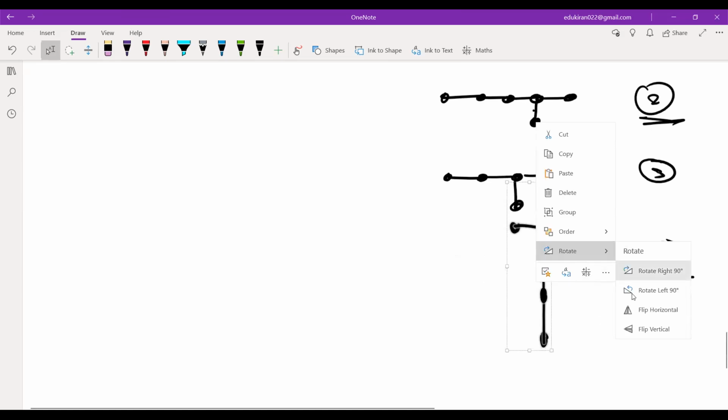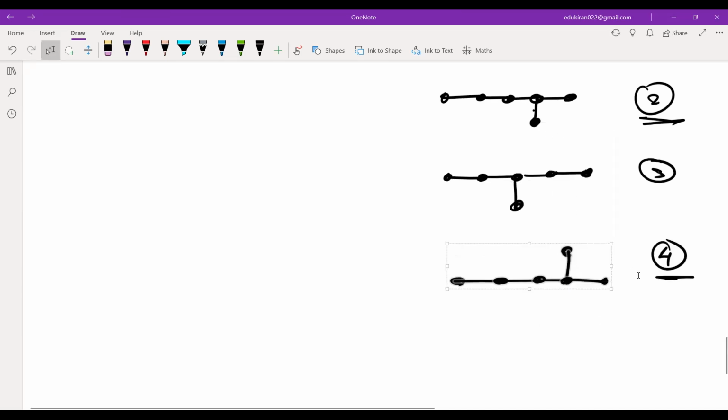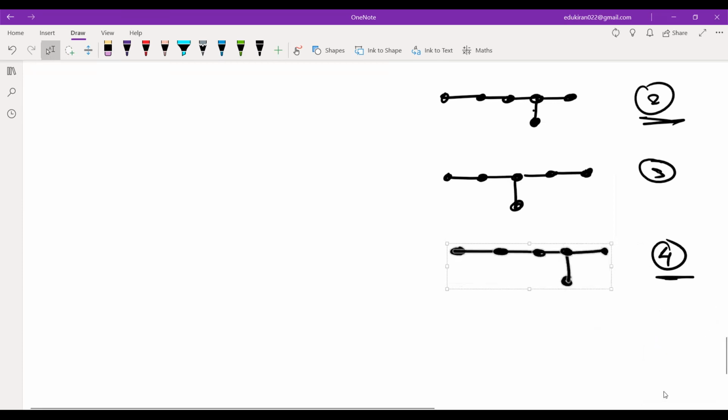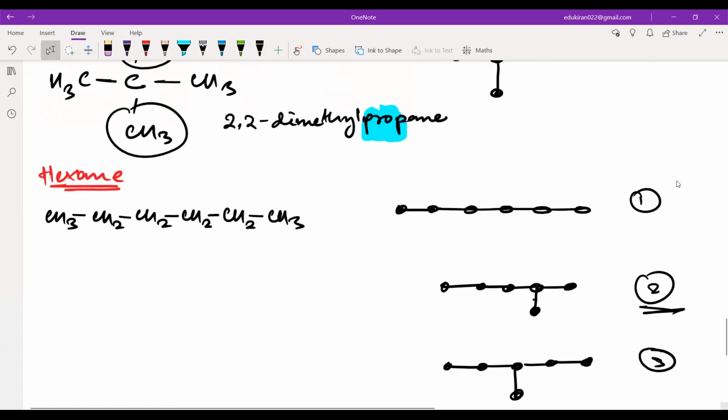We rotated it wrongly. See, we got the same one. Only by rotation we have got the same structure. That means it is not different. It is just that we are looking from a different angle. So these are the structures with how many carbon atoms in the parent chain? 5 carbon.